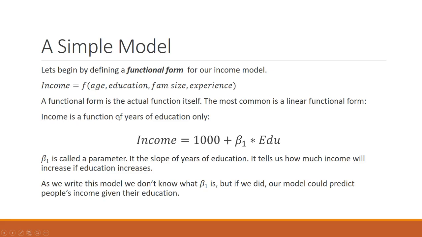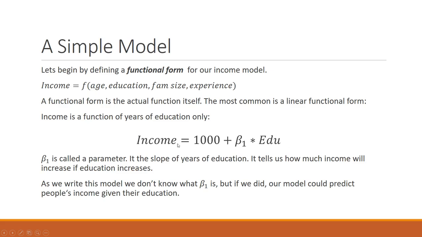All right, so let's take a look at what that looks like. Income is a function of years of education only. Okay, we're going to start off simple. A simple model is a linear model of only one input variable. So then this is going to be our simple linear model. Income equals 1,000 plus some parameter, beta 1, times education.